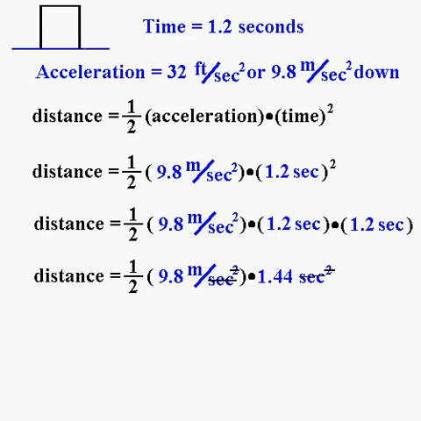So now all I have to do is deal with the numbers. 1/2 times 9.8 times 1.44 is 7.056. So the distance is 7.056 meters.